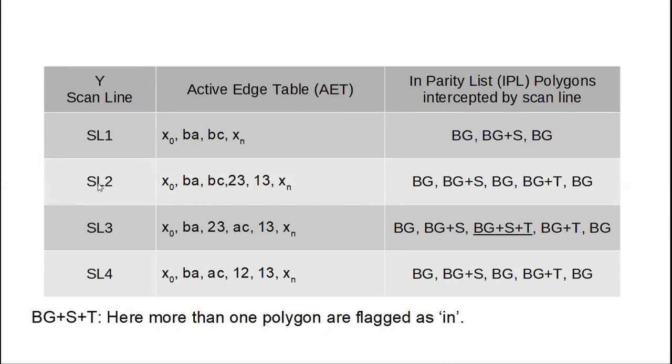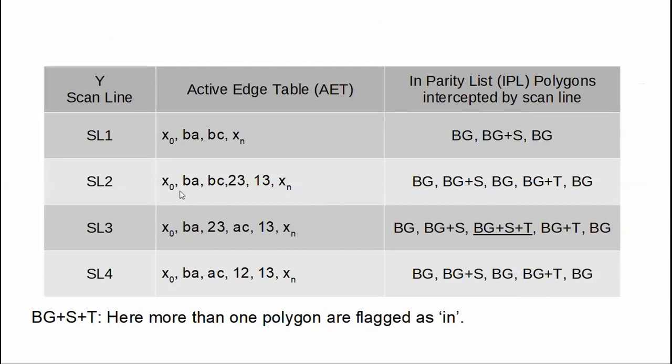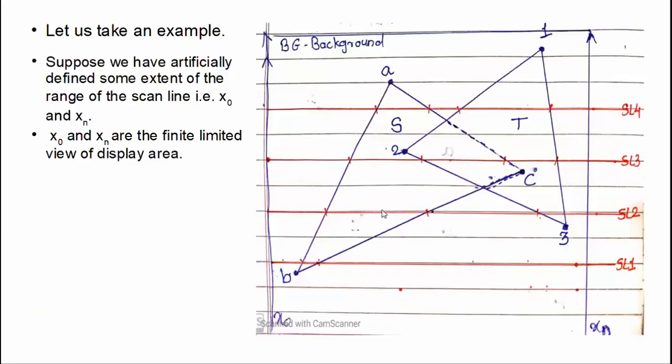Similarly for scan line 2 we will check. Scan line 2, we are starting with x0. Initially it is intersecting edge AB over here. So we can check x0, then AB or BA you can write. Next, it is intersecting at this point, so edge BC is intersected with this scan line 2 here.